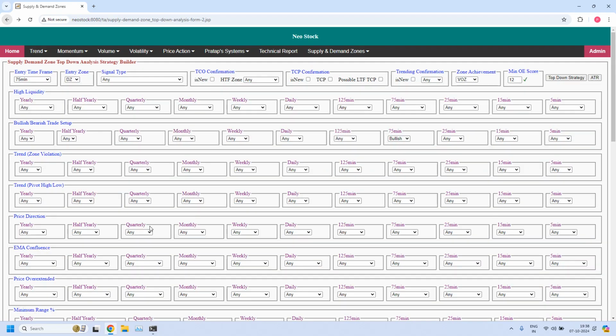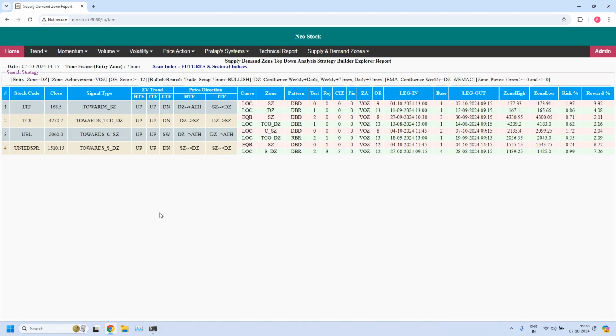So let's verify. In the EMA confluence weekly time frame, I am enabling the filter weekly demand zone with weekly EMA confluence. Let's verify. Out of 5, 4 stocks are having weekly EMA confluence. All these 75 together part of the daily, both together again part of the weekly. And weekly zones are having weekly EMA confluence and weekly trend is also uptrend. Okay, next.